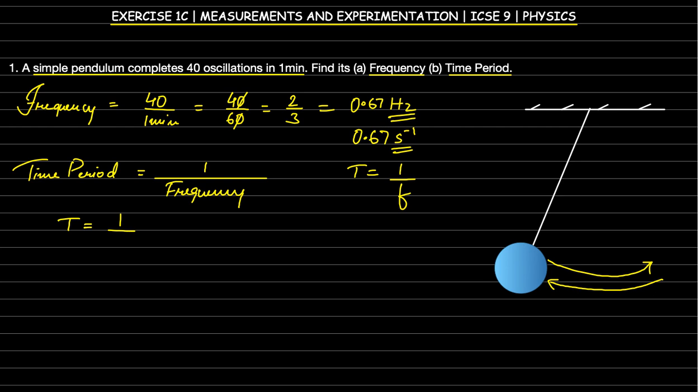1 divided by frequency is 0.67, but I would not write 0.67 because if I write 0.67, my calculations will become pretty complex. So instead of writing 0.67, I would be writing it as 2 by 3. So I write it as 1 divided by 2 by 3. That happens to be 3 by 2. That is nothing but 1.5 seconds. So the time period we have got is 1.5 seconds and the frequency that we have got is 0.67 hertz.